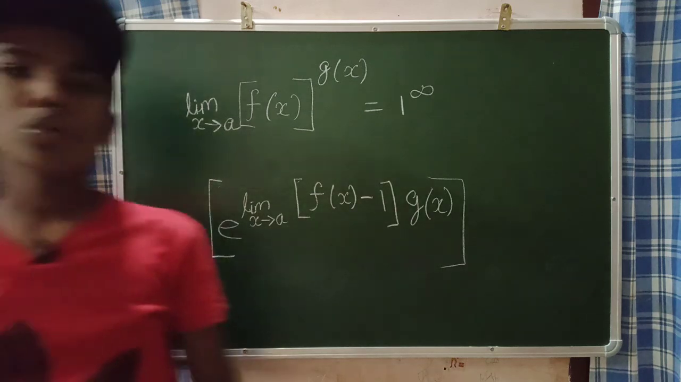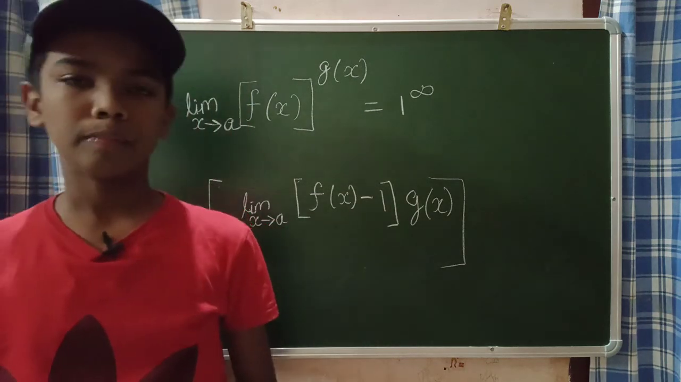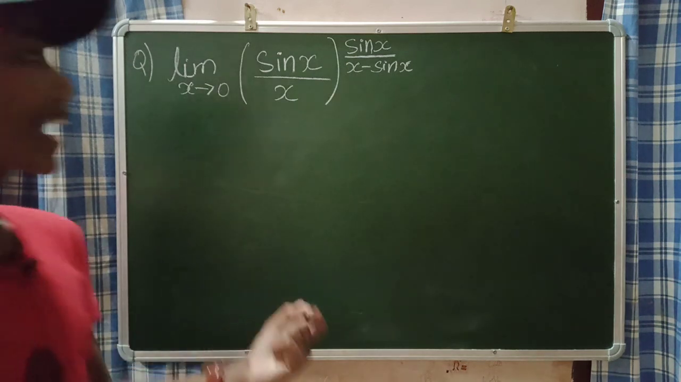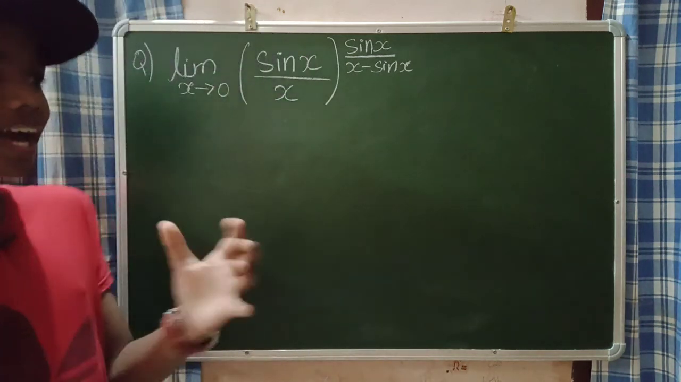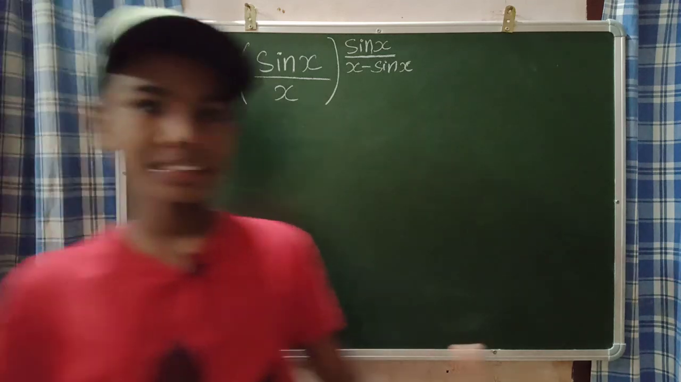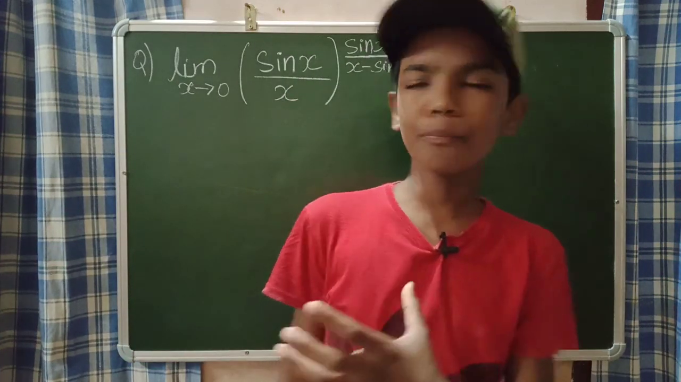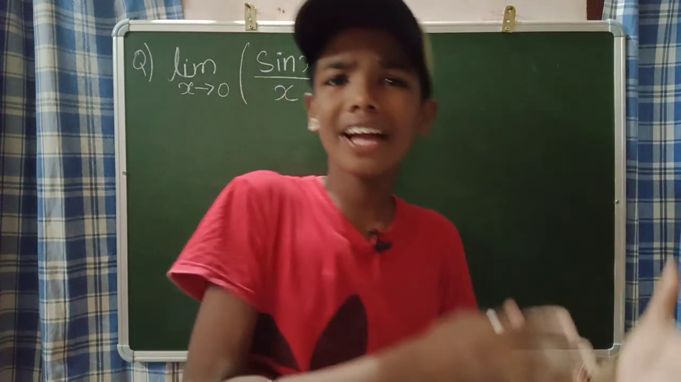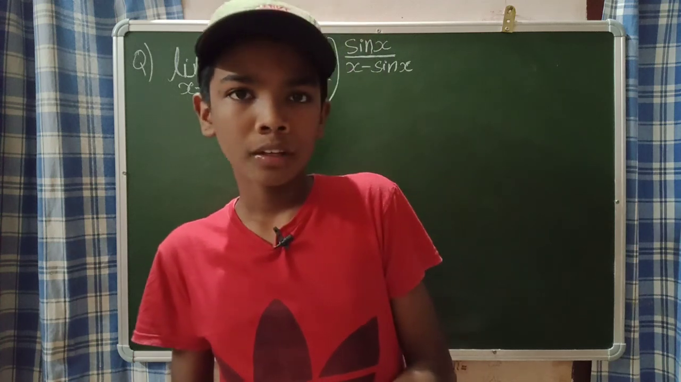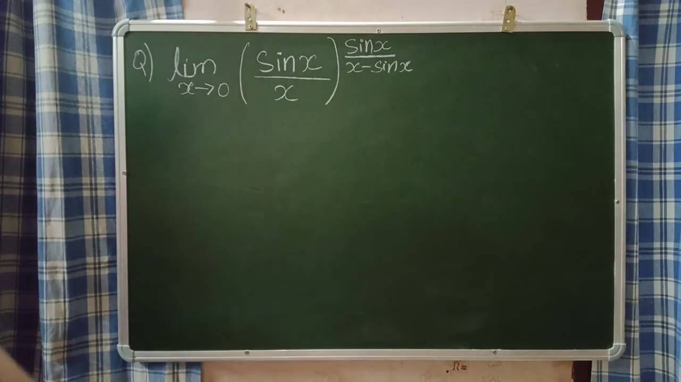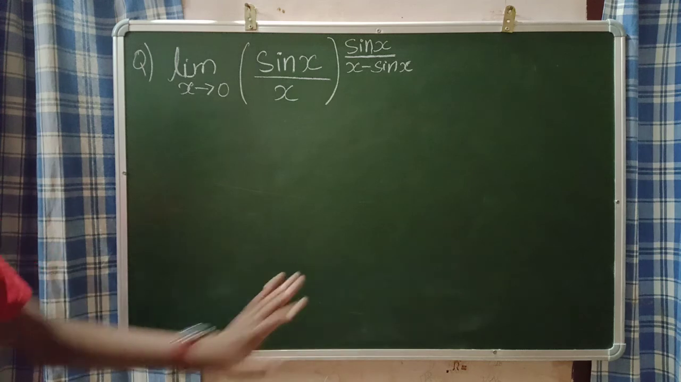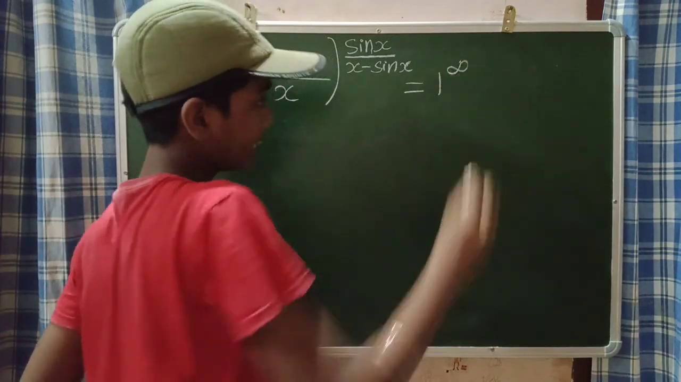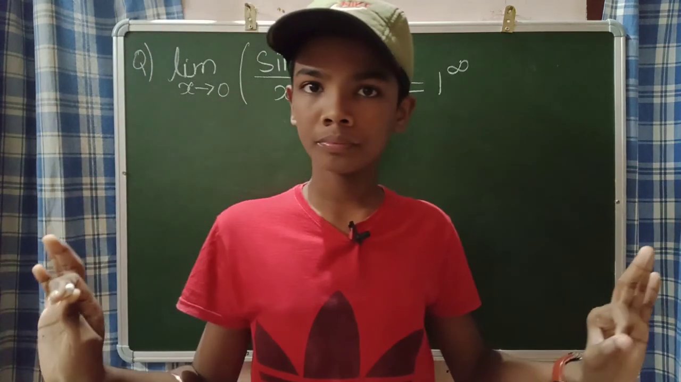So guys, let us solve one problem based on this 1 to the power of infinity form. The question is limit of x tends to 0 of (sin x by x) to the power of sin x by (x minus sin x). So guys, what all people first think to do is they first put x as 0 and find out whether they are getting a finite value or an indeterminate form. So when you put x as 0, by the direct substitution method, you will get the value of the limit as 1 to the power of infinity, which is an indeterminate form.